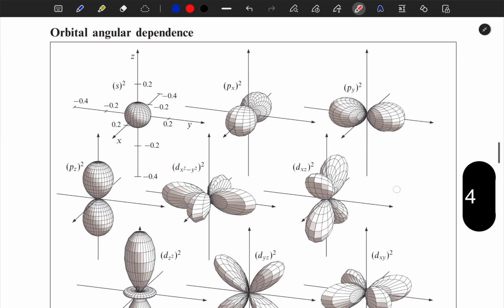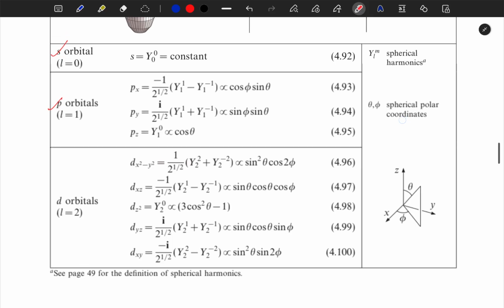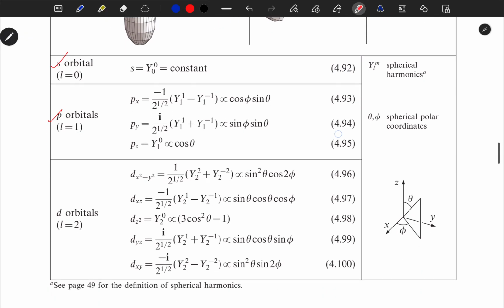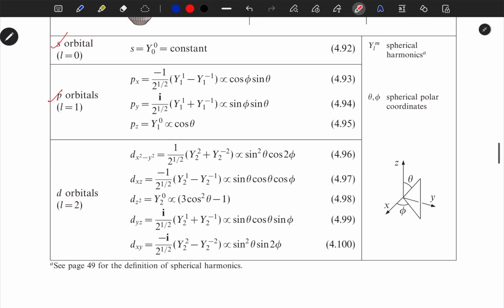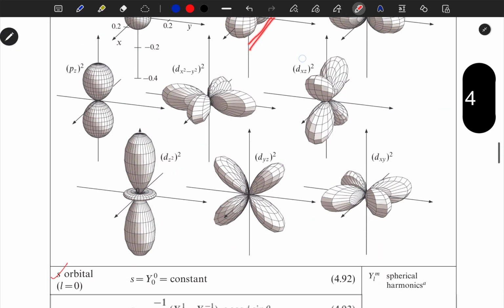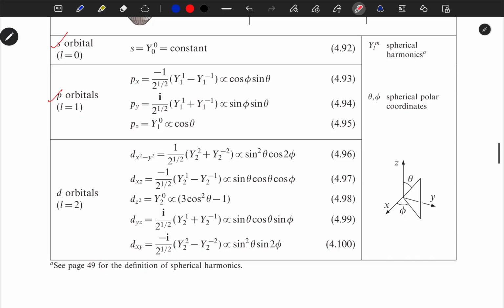Orbital angular dependence: for L equal to 0, the s orbital, θ and φ are constant, so we will have a sphere with constant radius. With L equal to 1, we will have different values for px, py, pz. Based on that, these p orbitals will form. Similarly, d orbitals will have different configurations.